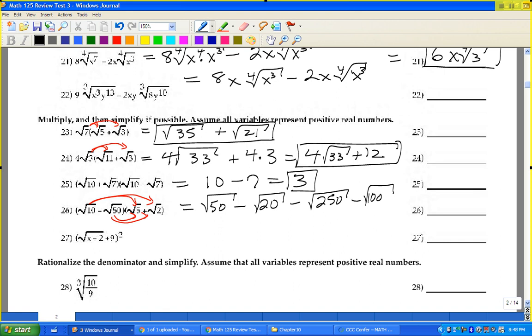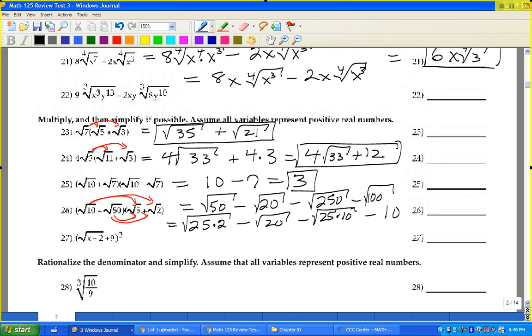Okay, and so let me write this as 25 times 2 minus rad 20 minus 25 times 10, and the square root of 100 is 10.